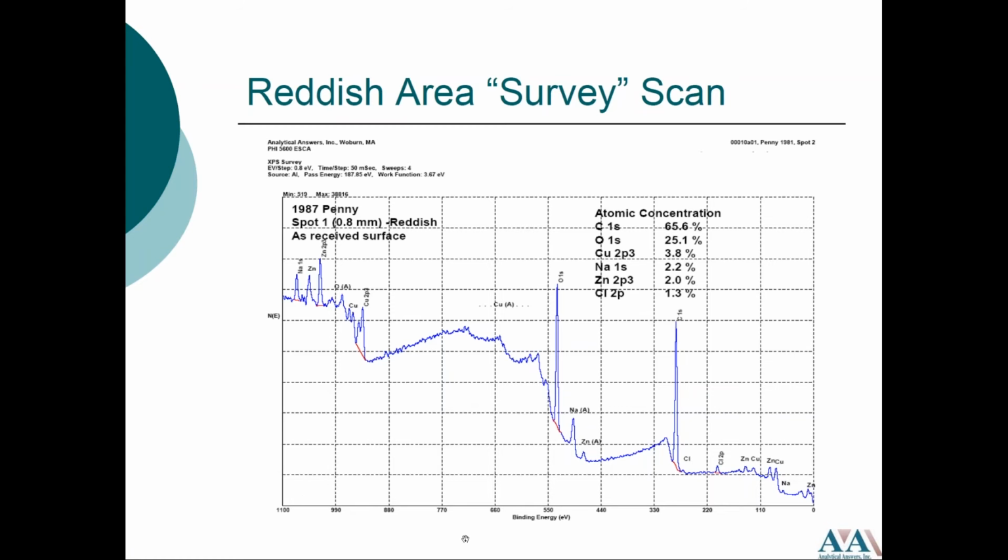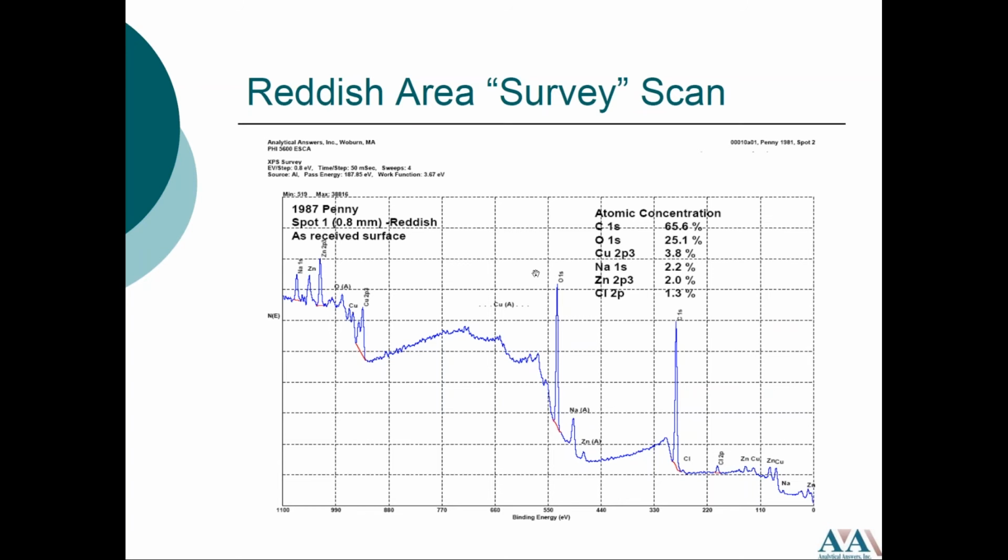Each element will have multiple photoelectron peaks, and so here we see that the reddish area of this copper penny has mainly carbon and oxygen. That makes sense. It's a corroded penny. Maybe it has some organics from laying about. It has copper and zinc. Also makes sense. Pennies made after 1982 or 85 are zinc and actually copper plated. And so the last thing we see here are sodium and chlorine. And that may begin to give us a little bit more information on why this copper penny began to corrode.